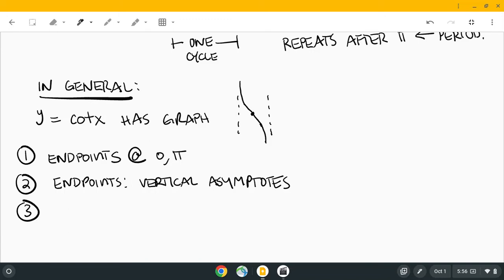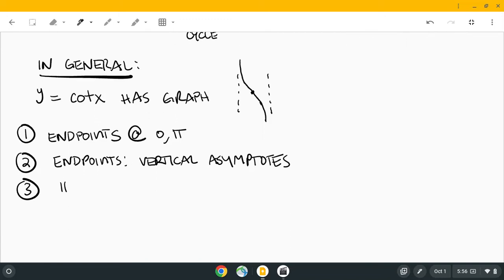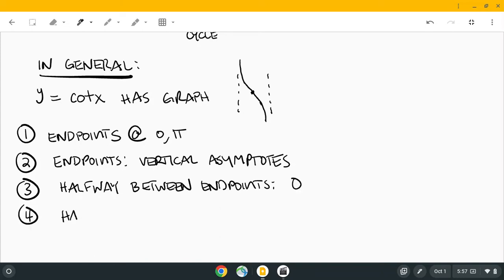And then halfway between endpoints, we have 0. Halfway on the left, we have +1. Halfway on the right, we have -1.